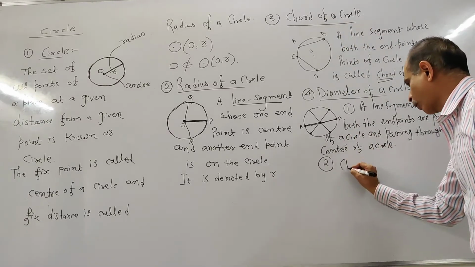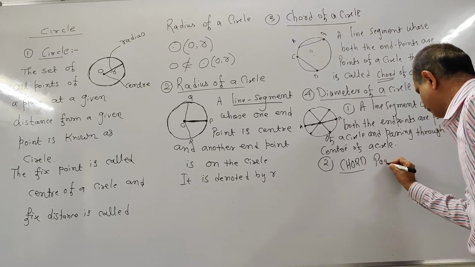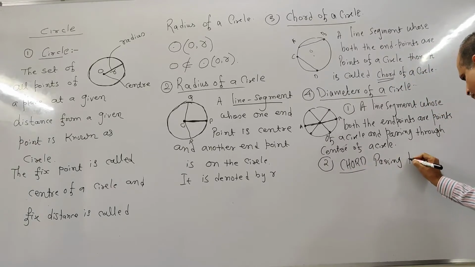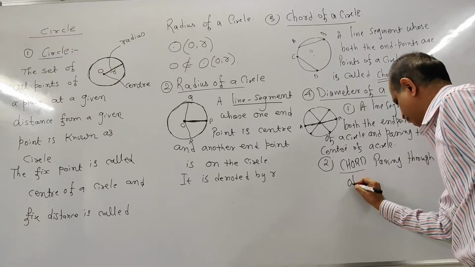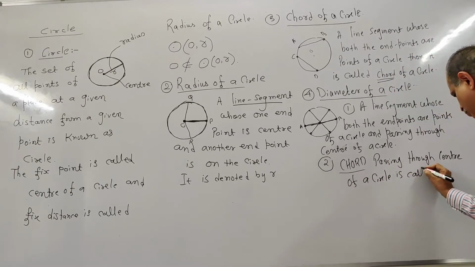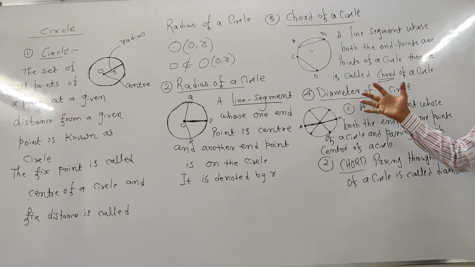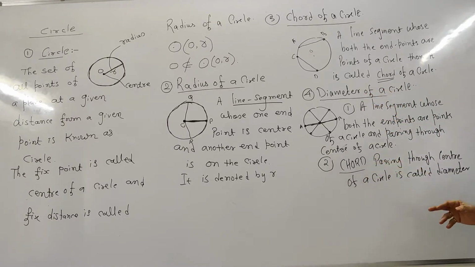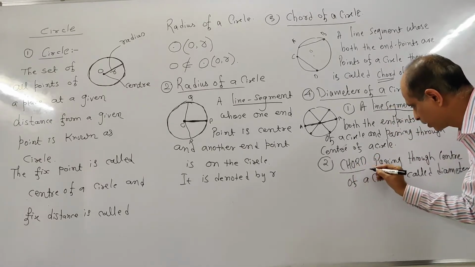So you can write: chord passing through the center of a circle is called diameter. So you can also define diameter in the form of a chord. This is the definition in the form of a line segment. This is the definition in the form of a chord.